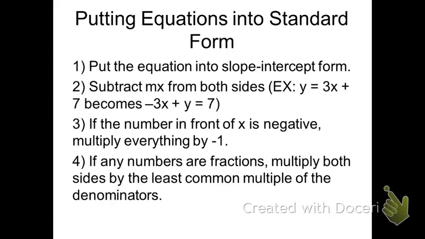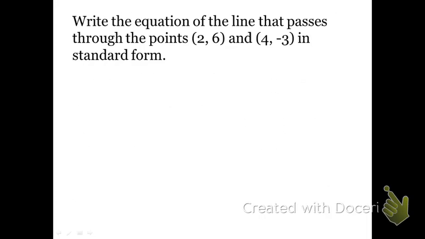So we're almost there, but the leading coefficient is negative. So if the number in front of x is negative, we're going to multiply everything by negative 1. Everything, every term. Finally, if there are any fractions, then we're going to multiply both sides of the equation by the least common multiple of the denominators of those fractions. So let's do one together.